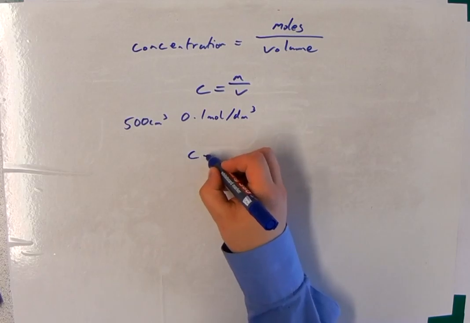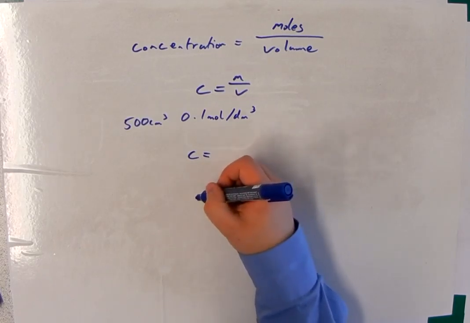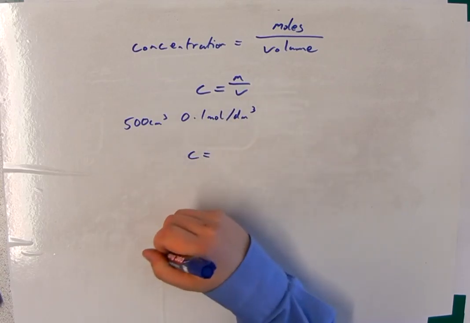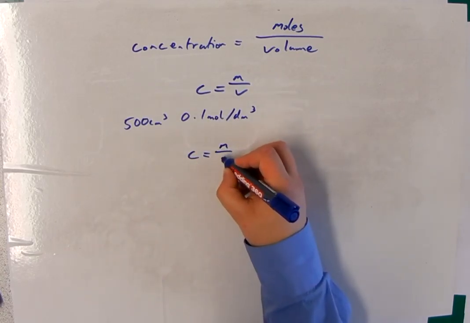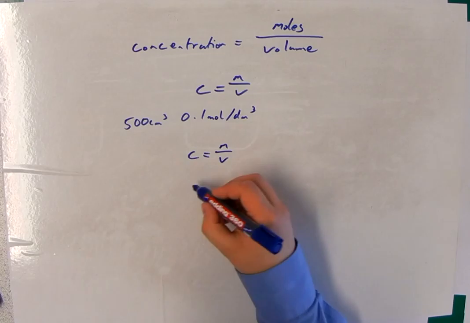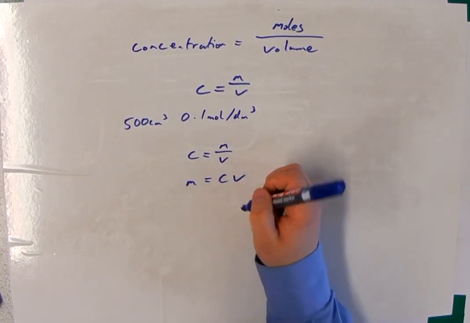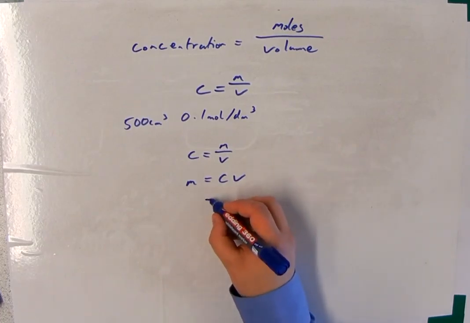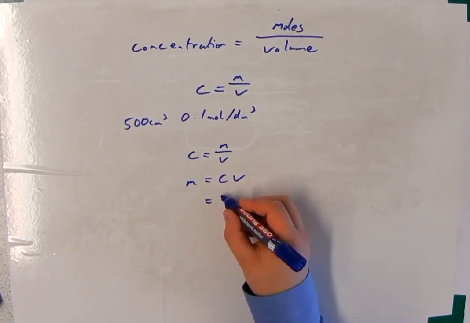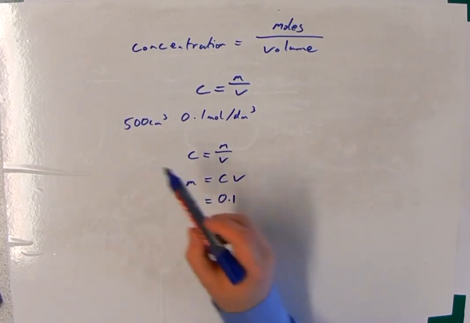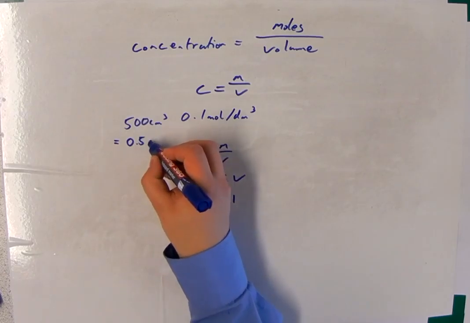Well, concentration is moles over volume. But we know the concentration, we know the volume, so we're looking for the moles. So moles is concentration times volume. Straightforward little rearrangement there. M is C times V. Concentration is 0.1. This is in centimetres cubed though. We need it in decimetres cubed.